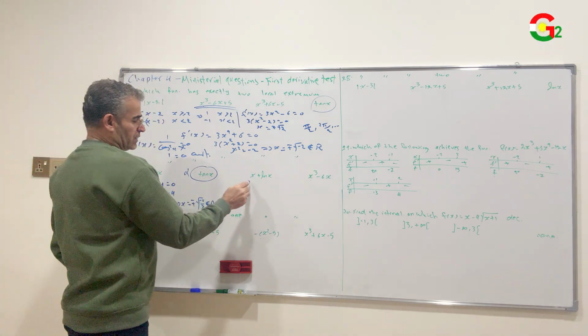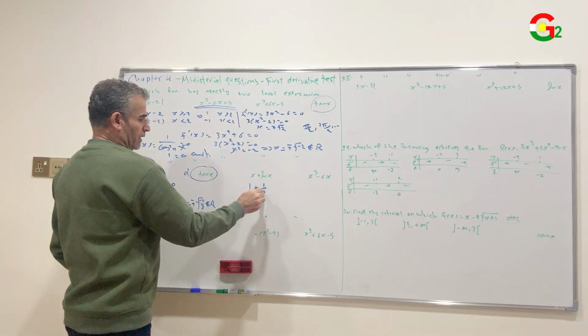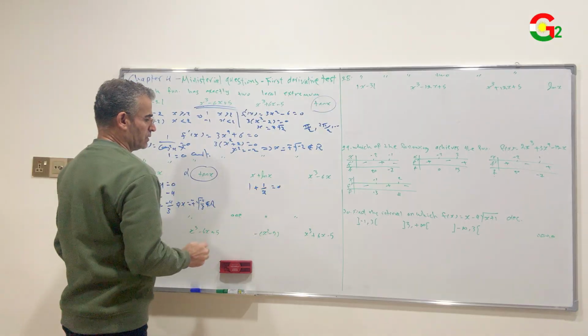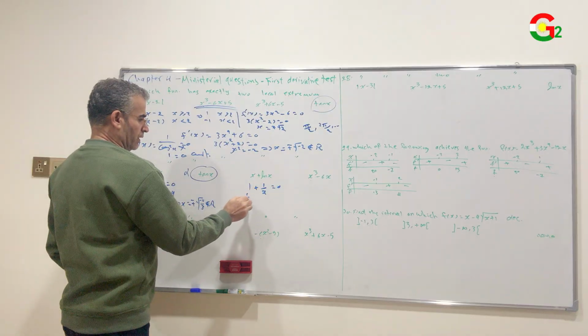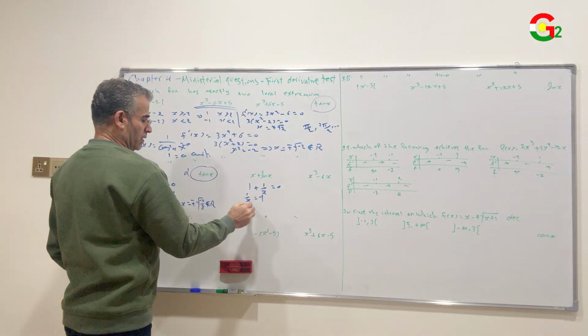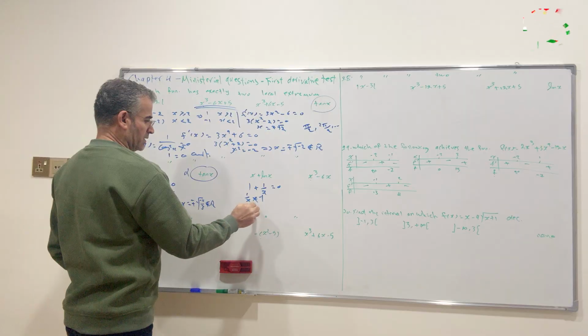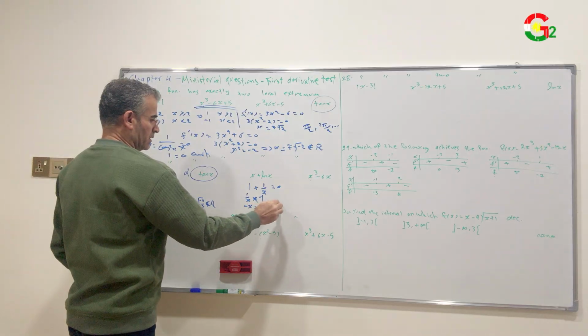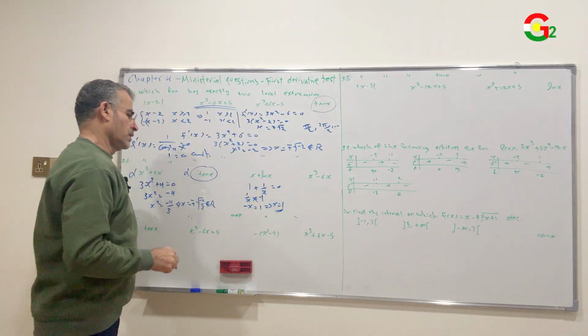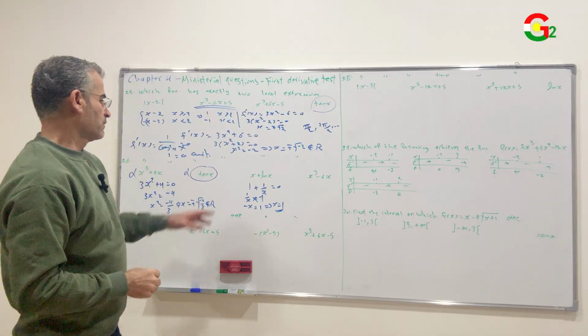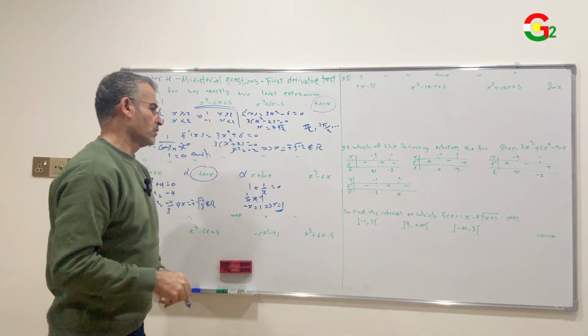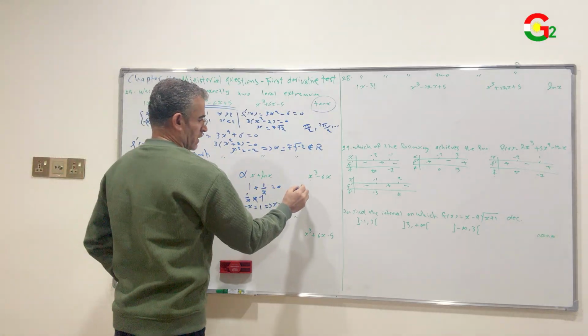The derivative of this function is 1 plus 1 over x. Set it equal to 0. Then 1 over x equals negative 1. Cross multiplication, x equals negative 1. Then x equals 1. There is 1 local extremum for this function. So this is also wrong for this function.